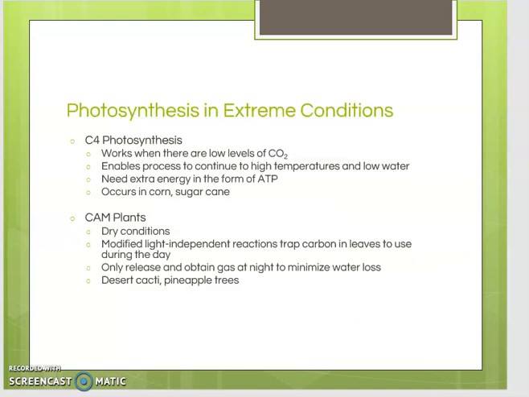With photosynthesis, whenever this happens in the desert, plants that are in the desert or other plants in extreme conditions, there are 2 different ways that photosynthesis can happen. We have C4 photosynthesis, which occurs if there's low levels of CO2, so there's not enough reactants for photosynthesis to take place. This process will help photosynthesis continue even though it's at high temperature and low water. There will be extra energy that's needed for this.